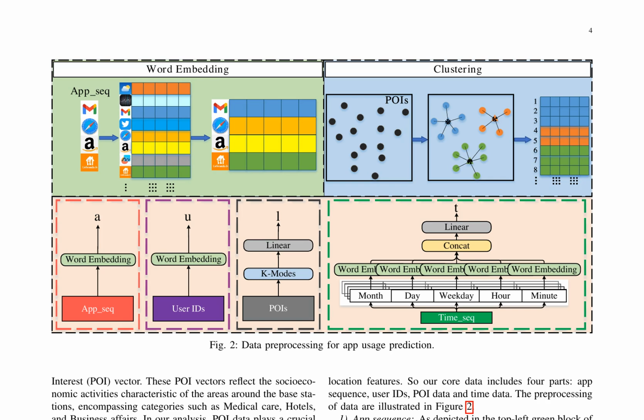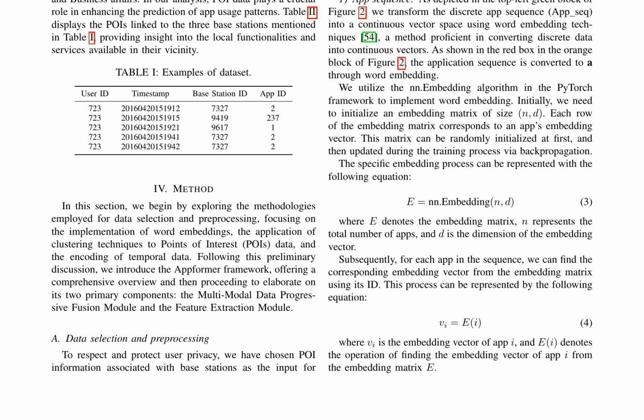The data preprocessing for app usage prediction is illustrated in Figure 2, which includes the implementation of word embeddings, the application of clustering techniques to points of interest (POI) data, and the encoding of temporal data. The app sequence is transformed into a continuous vector space using word embedding techniques, and the POI information associated with base stations is used as input for location features.